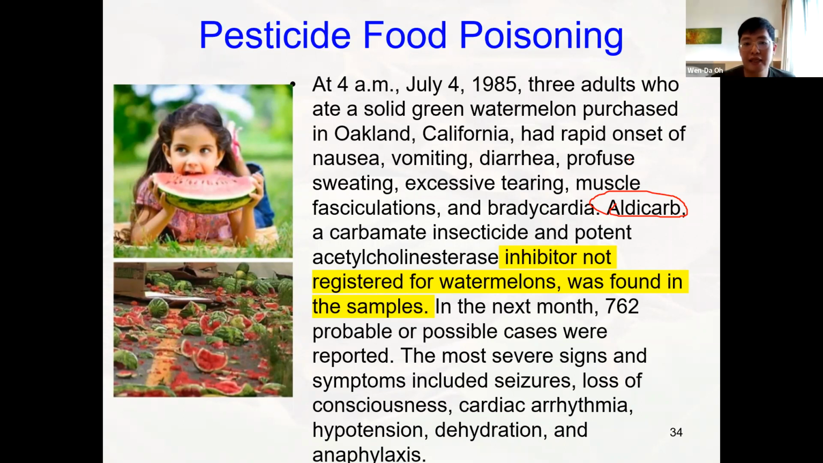They sold it, and unfortunately people consumed it and started to have effects. The effects caused a lot of issues. People started to question why this particular chemical could be used for growing watermelons. This is a classical example of what we call pesticide food poisoning due to ingestion.